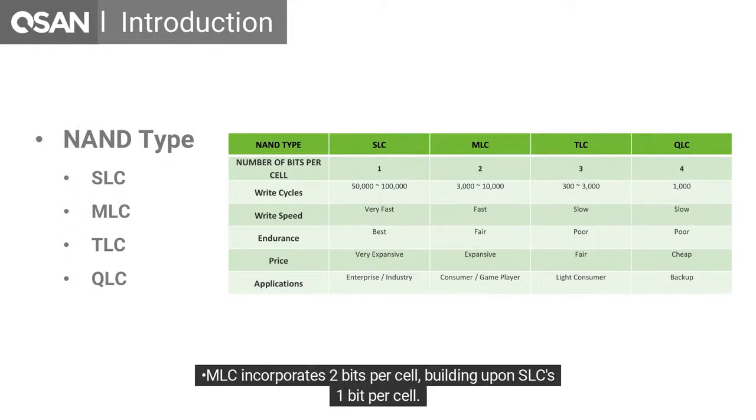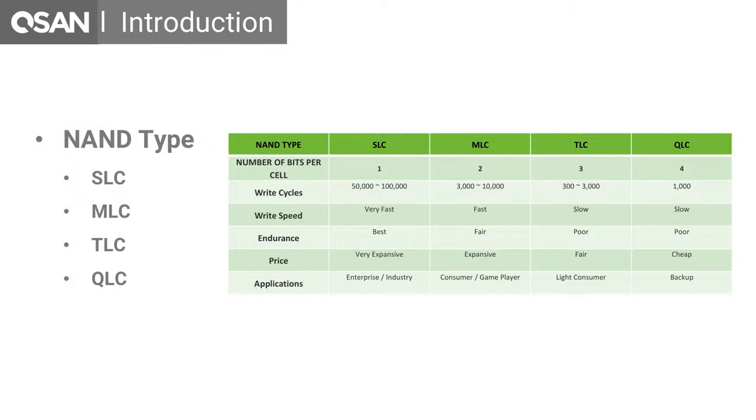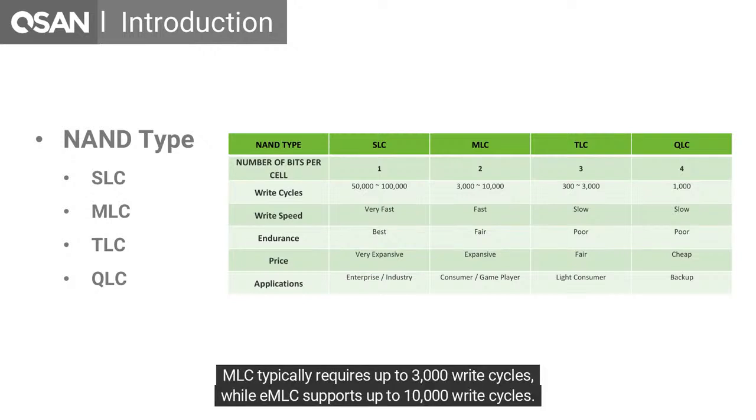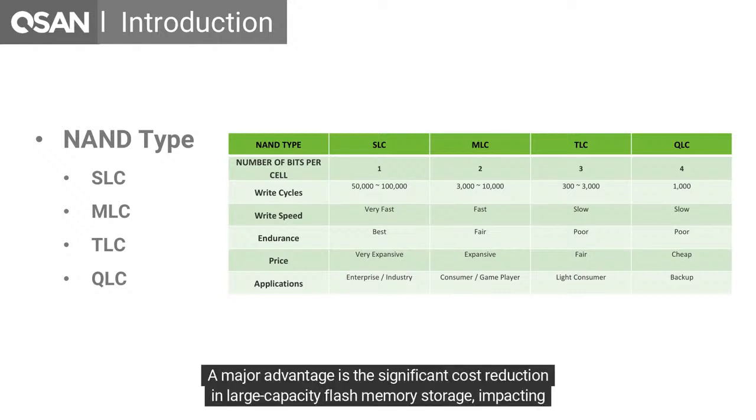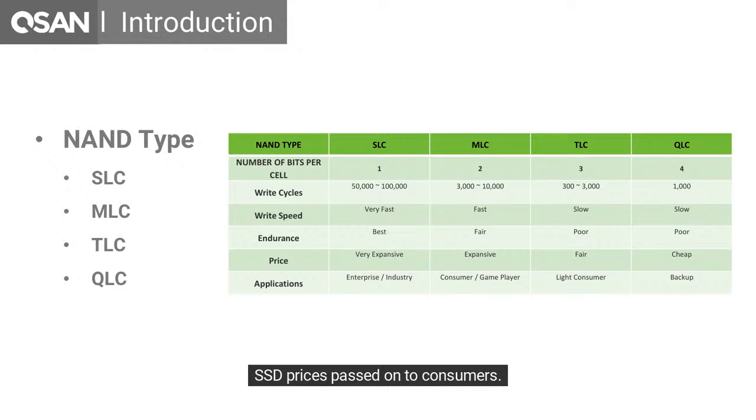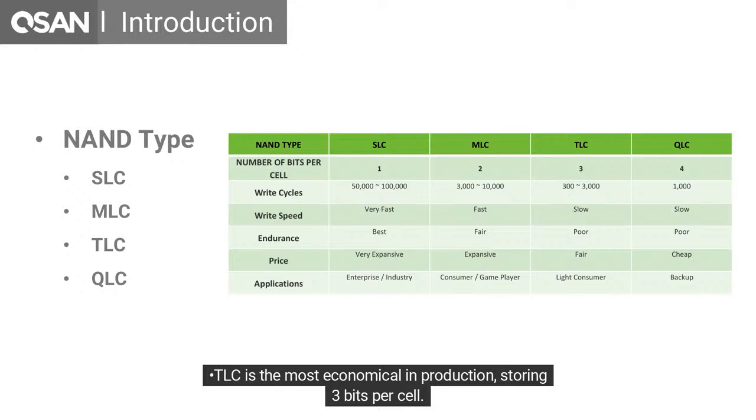MLC incorporates 2 bits per cell, building upon SLC's 1 bit per cell. MLC typically requires up to 3,000 write cycles, while eMLC supports up to 10,000 write cycles. A major advantage is the significant cost reduction in large capacity flash memory storage, impacting SSD prices passed on to consumers. TLC is the most economical in production, storing 3 bits per cell.